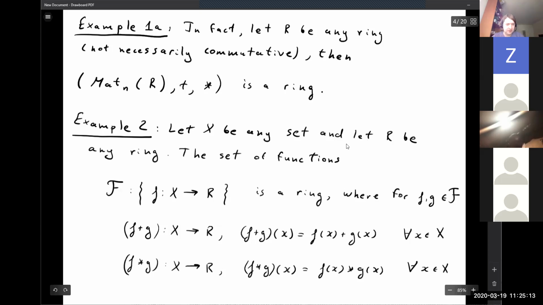Now, this is multiplication in capital F, and this multiplication is of course assumed to be multiplication in the ring R. So in particular, integer valued functions on any set is a ring, real valued functions on any set is a ring, complex valued functions on any set is a ring, and matrix valued functions on any set is a ring. Okay.